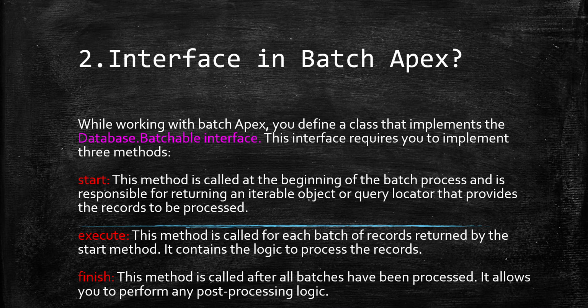And the last one is the finish method. The finish method is called after all batches have been processed. So after your code has executed the 5 batches, it will go to the finish method, and the finish method will inform the user. It will generate a notification mail that your batch jobs have been completed, and you can check your apex job and your records again. It's for post-processing logic, and it will generate a message over there.